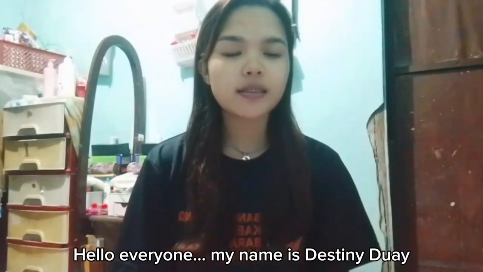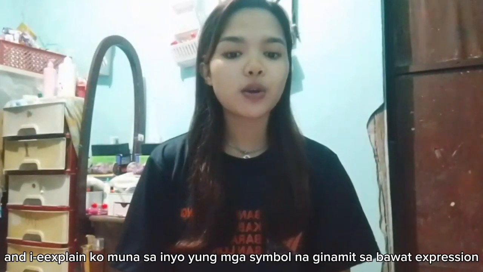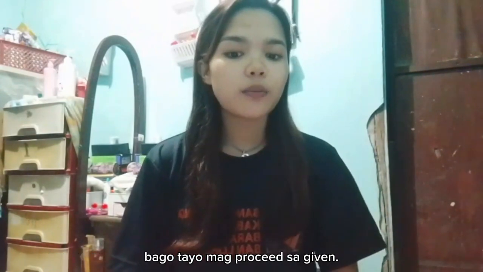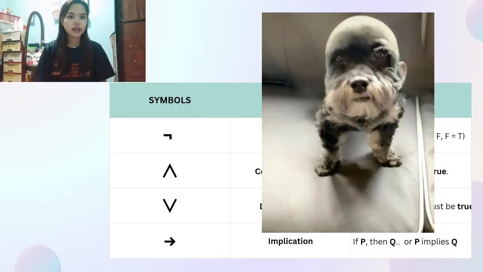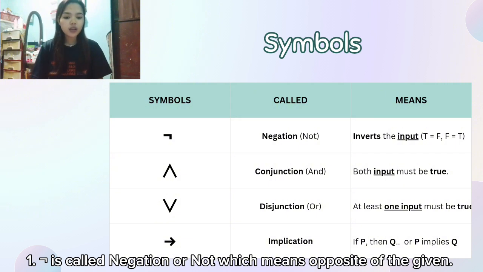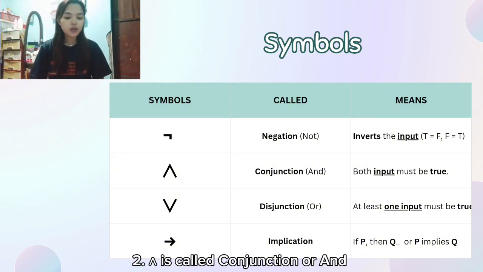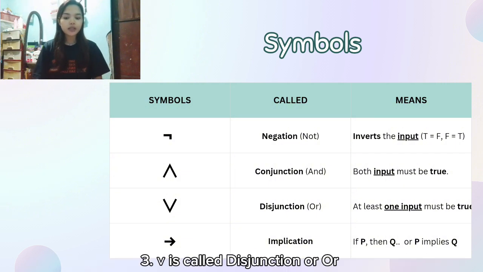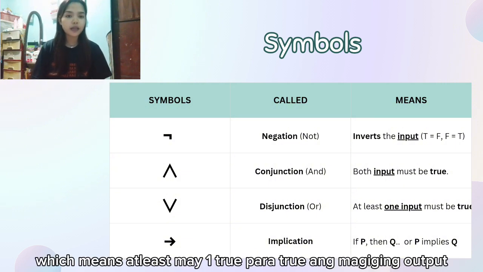Everyone, my name is Destiny Duay and explain ko muna sa inyo yung symbols na ginagamit sa bawat expression bago tayo mag-proceed sa given. Number 1 is negation or not, which means opposite of the given. Number 2 is conjunction or and, which means both must be true para maging true yung output niya. Number 3 is disjunction or or, which means at least may one true para maging true ang magiging output.